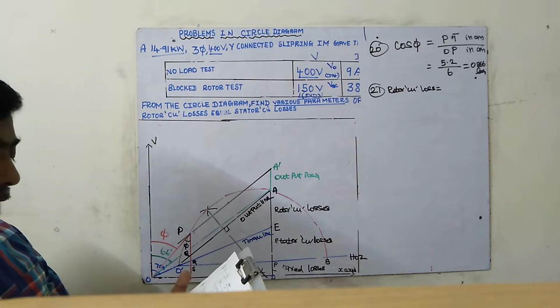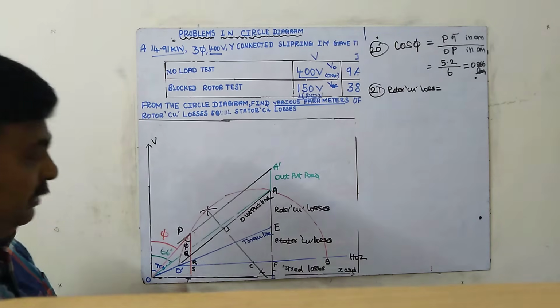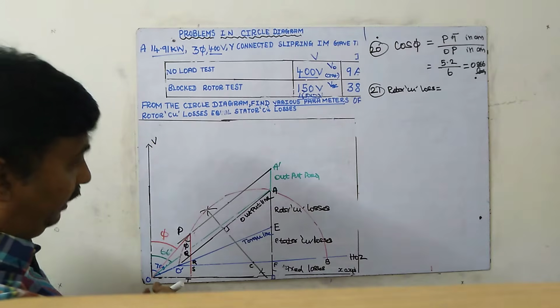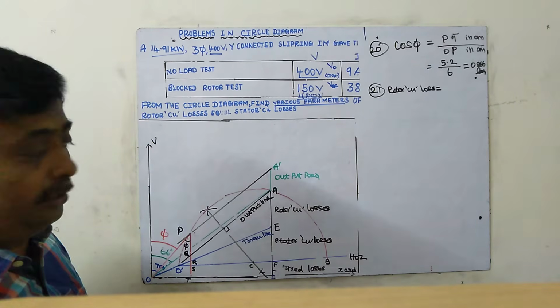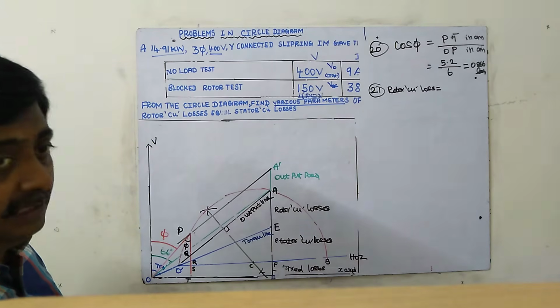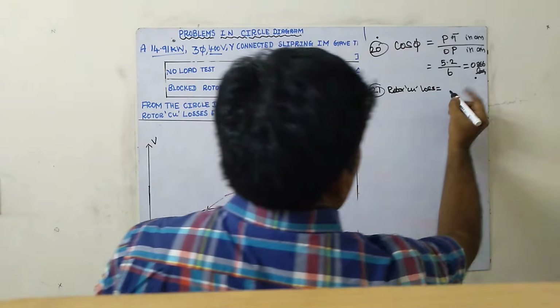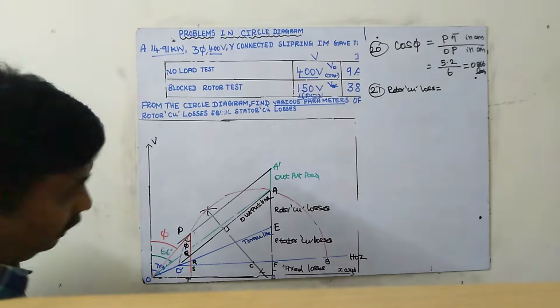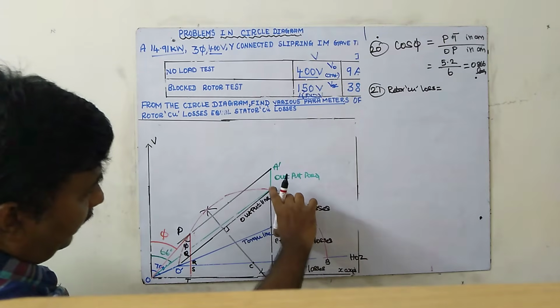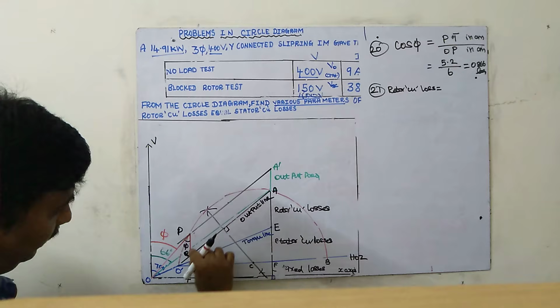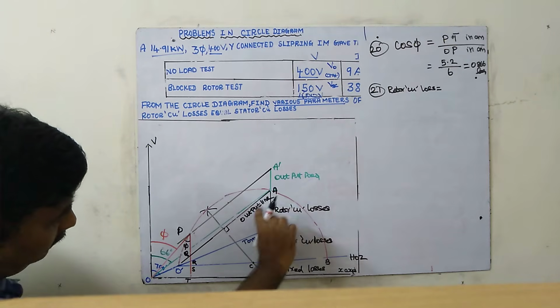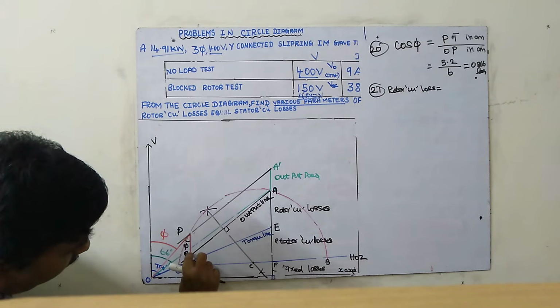I am getting only 0.3 centimeter, because the value will be very small. Even though we have taken 20 centimeter as the ISN value, we are getting only 0.3. If you take less than this, it will be very small and very difficult to find the value. So the rotor copper loss equals this value, AE. You have to come like this, this is QR.